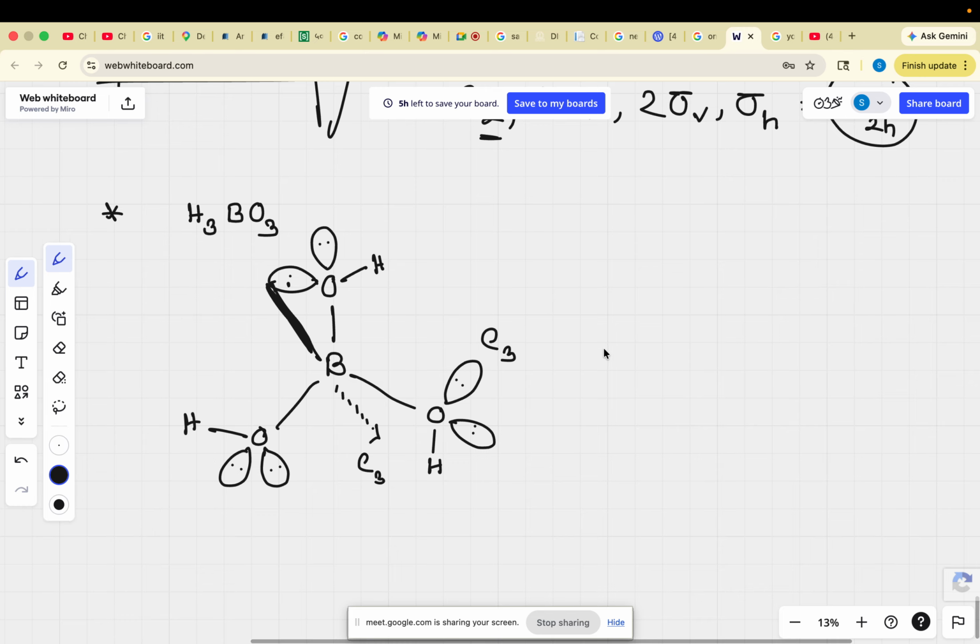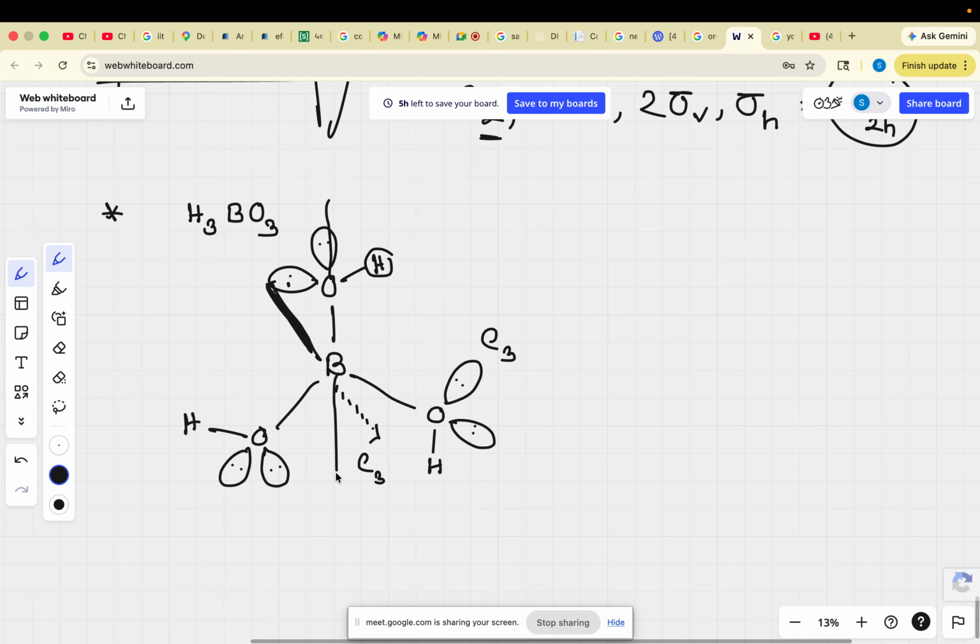Okay, C2 axis is not present here. So if your C2 axis is not present, now check about the plane. Also you can see sigma v cannot be present here, because if you pass a plane like this, suppose I am passing a plane through this, that time this side you have hydrogen but this side you have nothing, so that means sigma v cannot be present here.